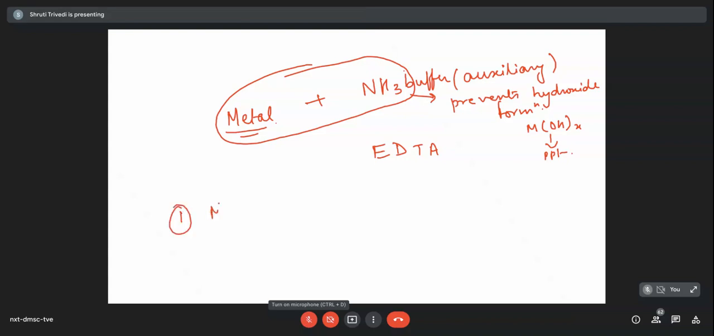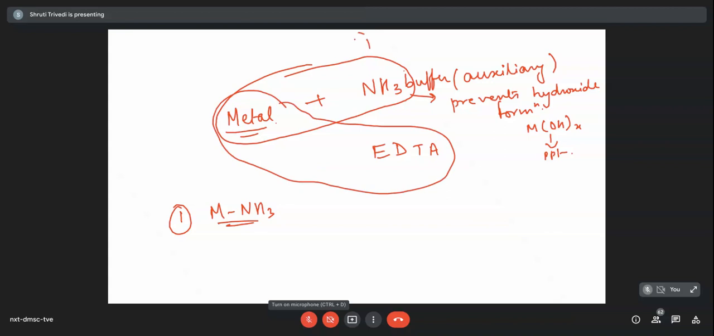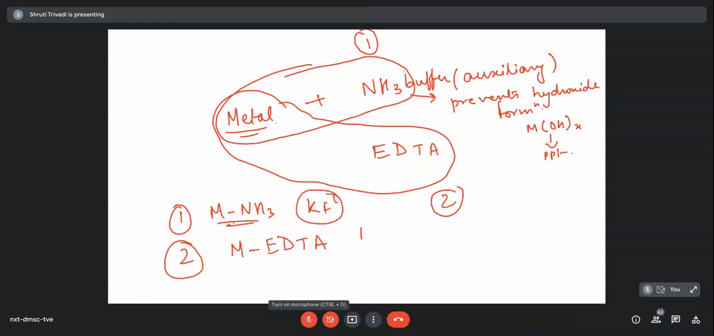That is the first step: metal ammonia complex formation. I'm not writing the valency; this is just for your understanding. Next, you added EDTA and started the titration. So this is the first step and this is the second step. Now your metal is already safe with ammonia, but the second complex that is formed is the metal EDTA complex. So there are two types of complexes, I told you. The conditional formation constant for the ammonia complex is low, and for the EDTA complex it is high. Did you get my point?